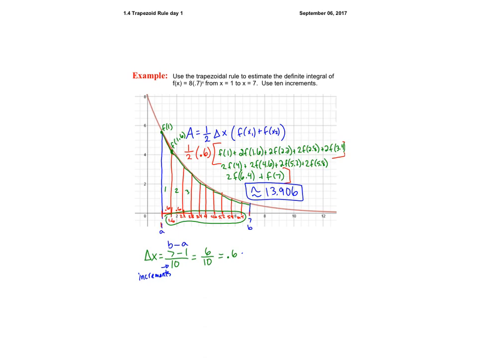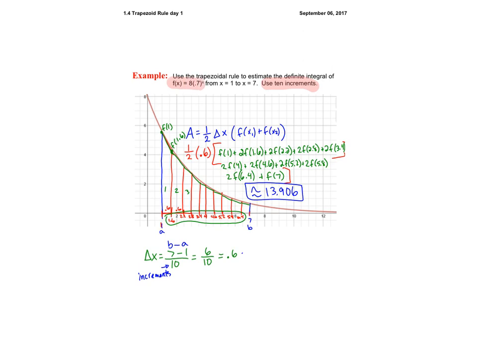So the trapezoid rule is a really good way to find areas, but as always, they're just an estimation of the area. But if you were to create more increments, if you use 10 increments, the area is going to be a lot more accurate. So do the same thing. Find out what your f values are for these things.